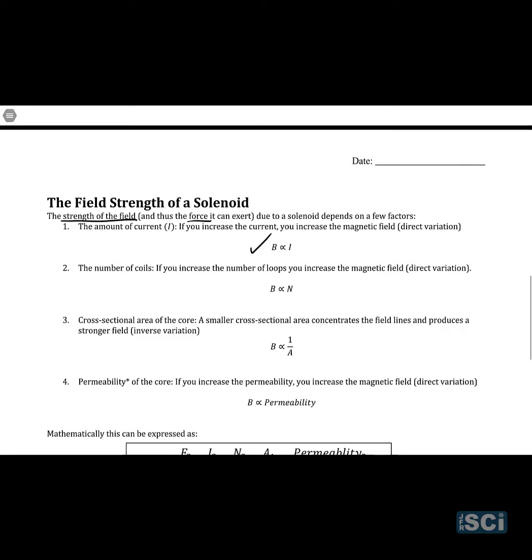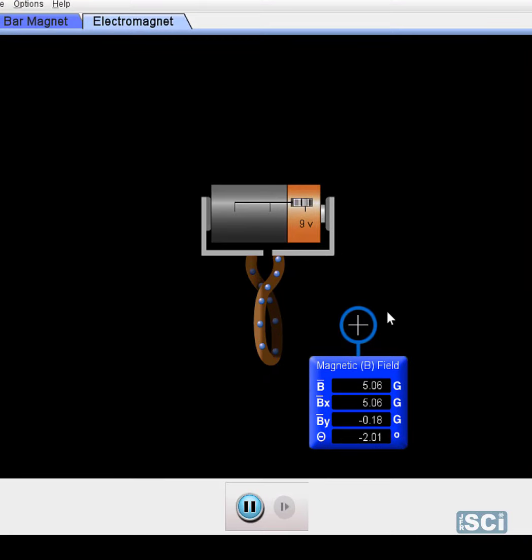If one goes up, the other one goes up by the same amount. The second way that I can increase the strength of the magnetic field is just to increase the number of loops. The number of times that I wrap my wire around and around and around will increase the strength of the magnetic field.